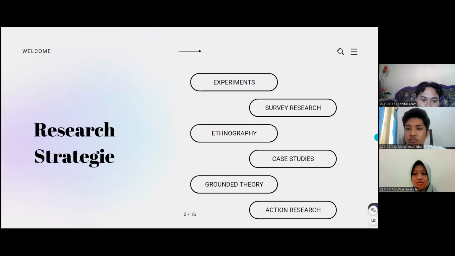Okay. Next is research strategies. There are 6 points. The first point is experiment. Second point is survey research. Third point is ethnography. Fourth point is case studies. Fifth point is grounded theory. And the last point is action research.